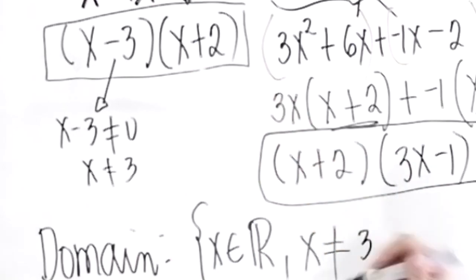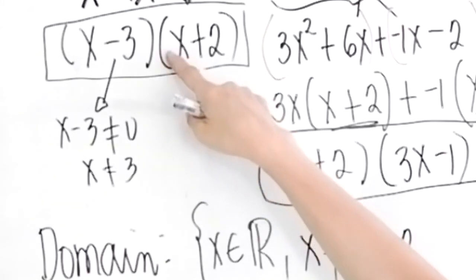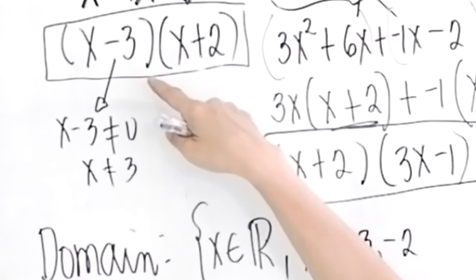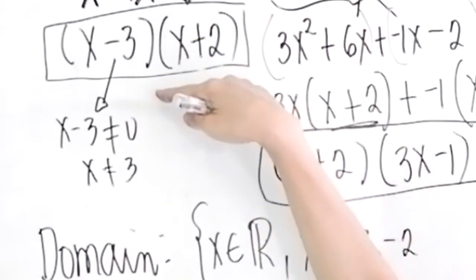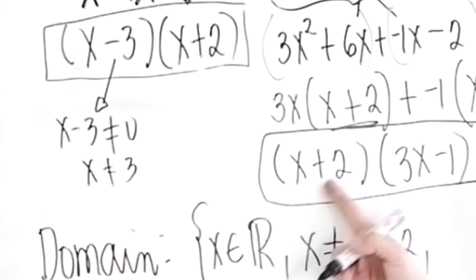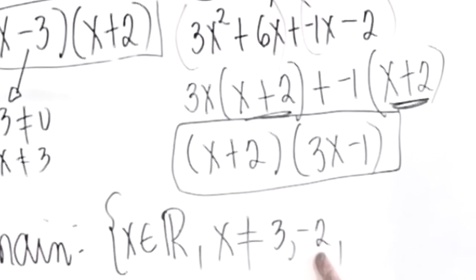Here, it cannot be negative 2. When x is negative 2, negative 2 plus 2 is 0, so the denominator becomes 0. 2 divided by 0 is undefined. What about here? Here, x cannot be negative 2 also, so you don't have to write it here.